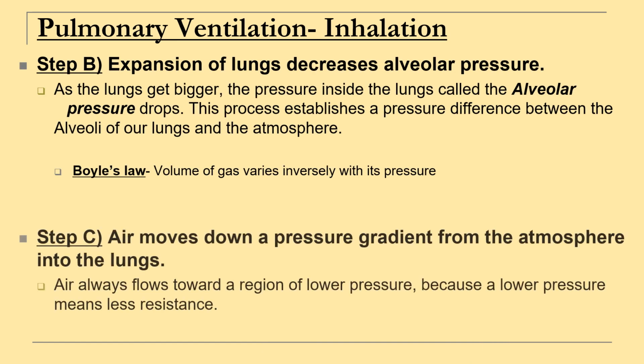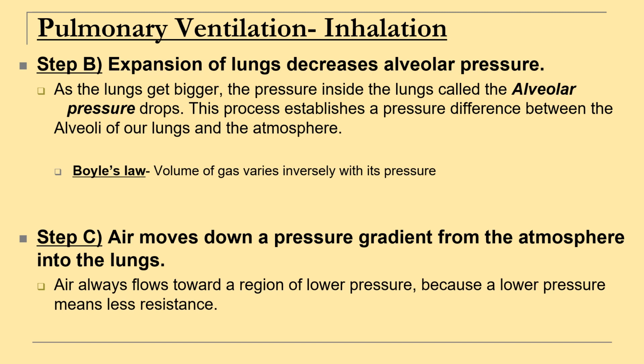Step B in inhalation. Expansion of the lung is going to decrease alveolar pressure. So as we increase the size of our thoracic cavity, our lungs get bigger, and as they get bigger, the pressure inside of our lungs drops. When the pressure drops, that helps pull air from the atmosphere into our lungs, because air is always going to choose the easiest path, the path of least resistance. And as we make our lungs bigger, that makes it easier.